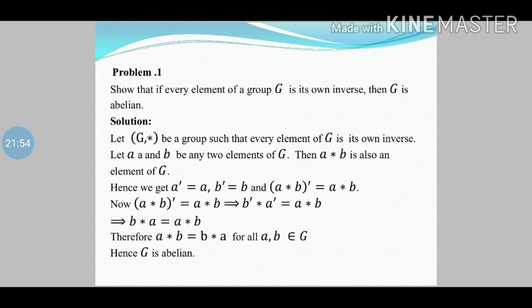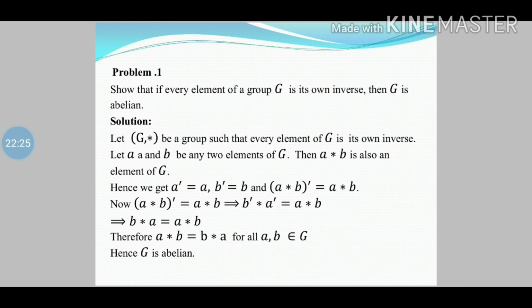So here we consider the group (G, *) having this property, and let a and b be any two elements of G. Now we want to prove that a * b = b * a for any a, b belongs to G. Since G is a group, a * b is also an element of G. a inverse = a, b inverse = b, and also (a * b) inverse = a * b by the given property of G.